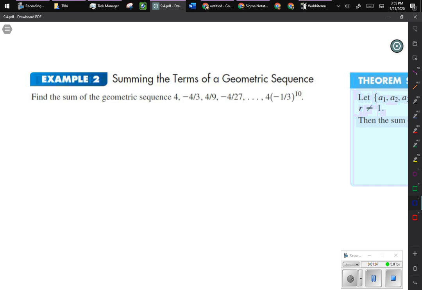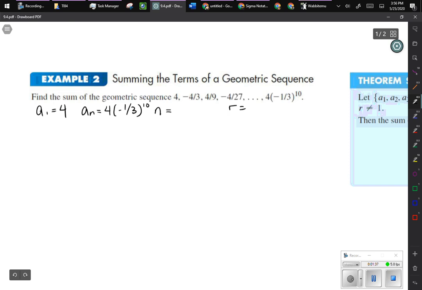So in this case, we have a geometric sequence, or series in this case, and our a sub 1 is 4, and our a sub n is that expression over there. So let's write that down. a sub 1 is 4, a sub n is 4 times negative 1/3 to the 10th. We would need our n, and we would also need our common ratio.